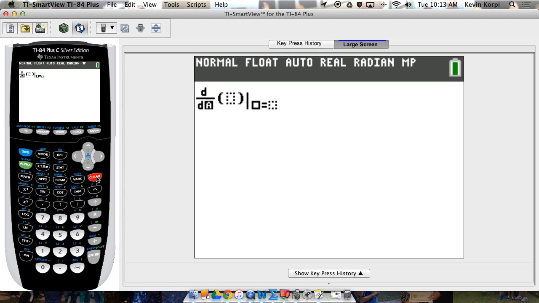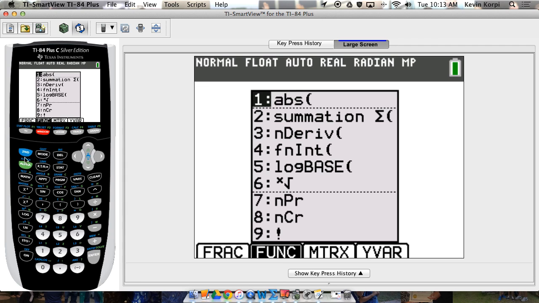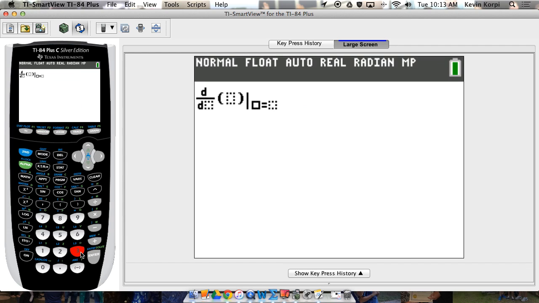Now, there's another way to get it. If you have the new operating system, you can also hit alpha window. And alpha window brings you to this menu here, and notice it's option number 3. So it doesn't really matter if you hit Math 8 or Alpha 2, 3. I like Math 8 because it's one fewer keystroke. All right?